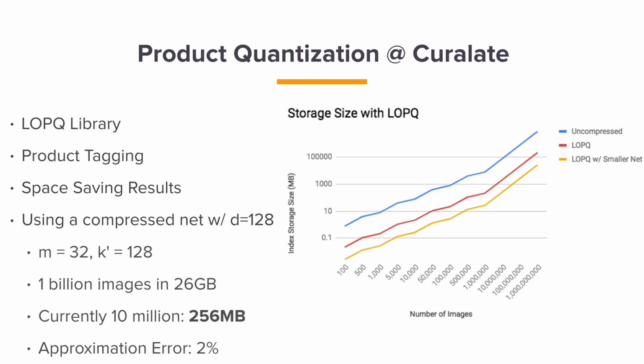We kept K the same. And now we can represent 10 million images in 256 megs of RAM, which is our current data set size for the clients we've shipped the product for. Eventually, we could get 1 billion images in 26 gigs of RAM, but we haven't gotten there yet. The approximation error is 2%, and we fit all of our clients' images, all 10 million of them, in 256 megs of RAM.